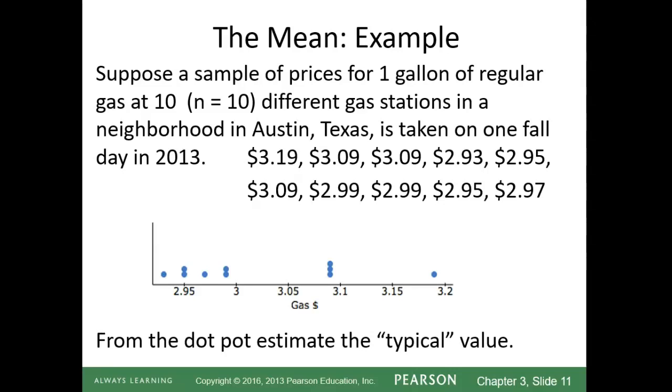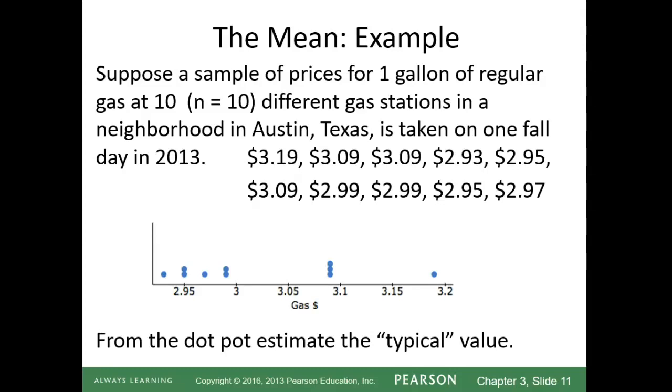That's enough information. And you see the values. So there's some variability there. Not all the gas stations are charging the same price. And we want to know, what is the typical amount? If you randomly picked a gas station, what typically would you expect to pay?